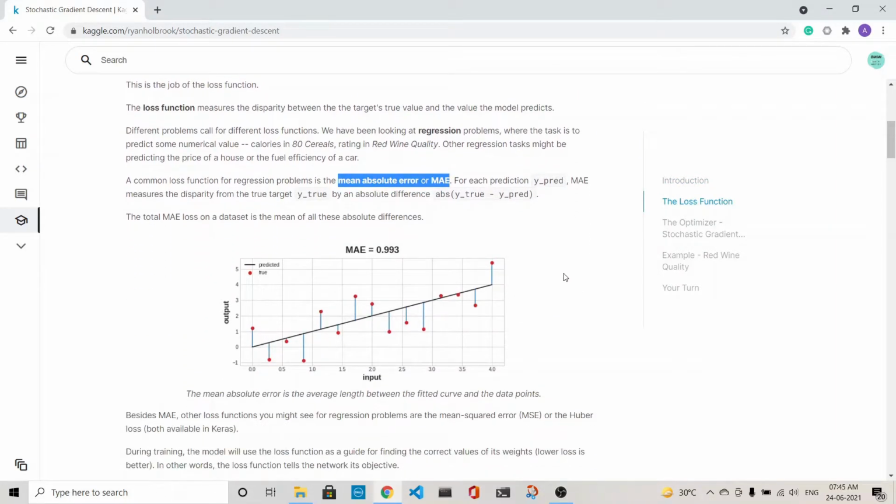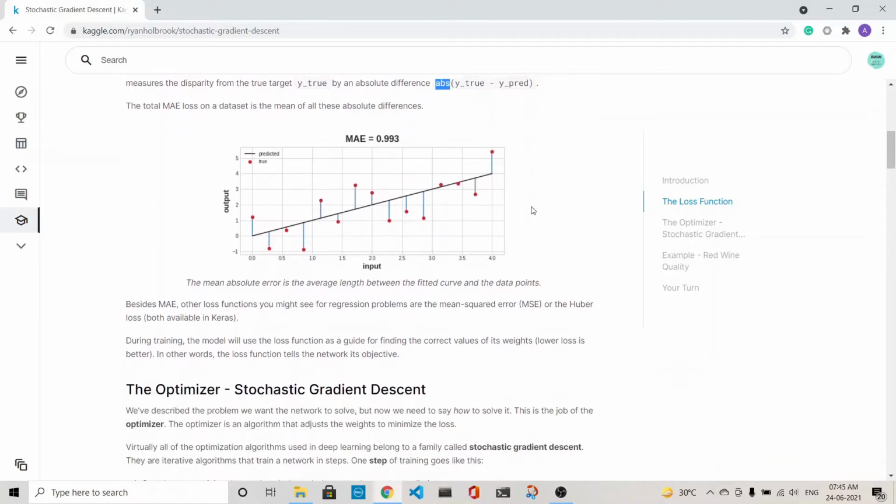So here's the MAE, and what is it? It is y true minus y pred, the actual value minus the predicted value, and we take the absolute difference. There are many other loss functions which you can explore. There is the mean squared error and the Huber loss, which are available in Keras.